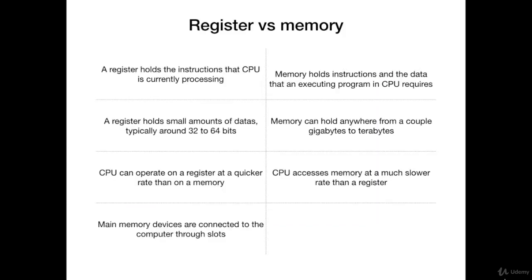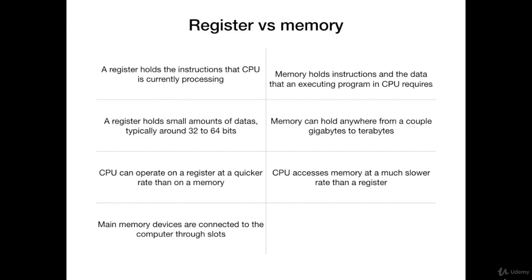Registers, just like main and secondary memory, are a storage location. Let us take a look at the differences between a register and memory. A register holds the instructions that the CPU is currently processing. Memory holds instructions and the data that an executing program in the CPU requires. A register holds small amounts of data, typically around 32 to 64 bytes. Memory can hold anywhere from a couple gigabytes to several terabytes.